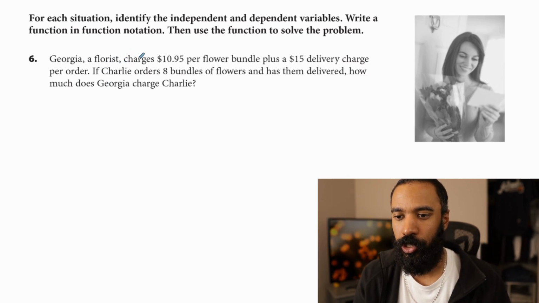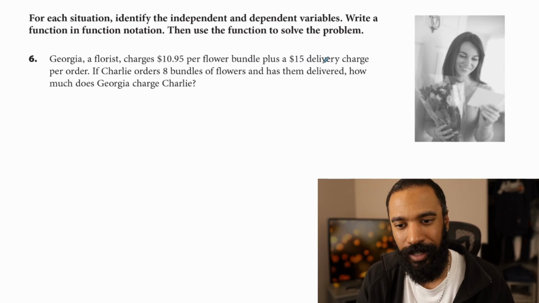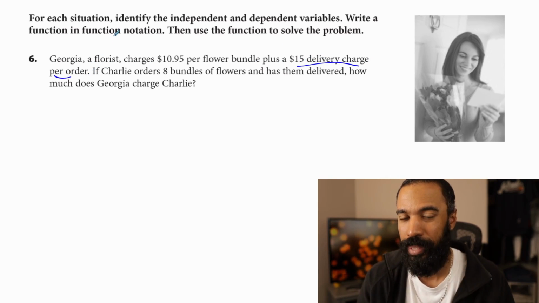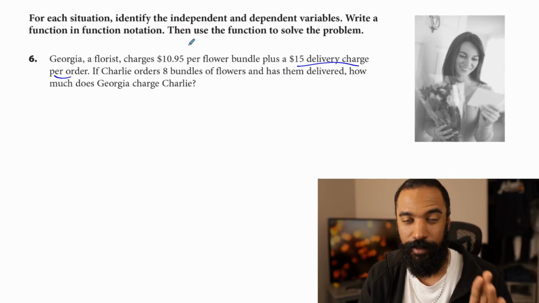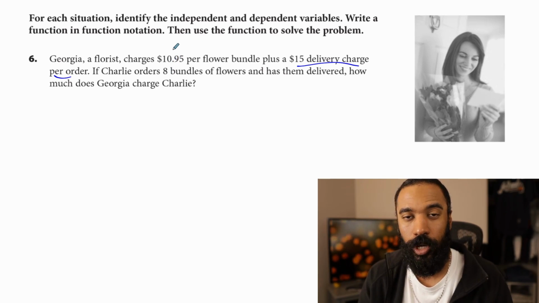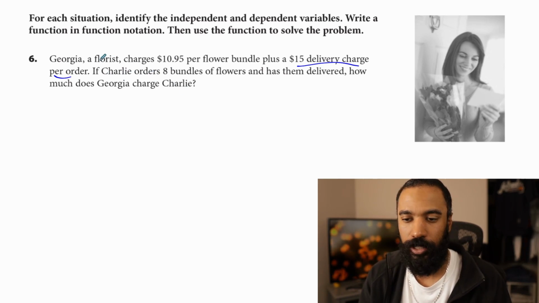Moving on. Number 6, Georgia of Flores charges $10.95 per flower bundle plus a $15 delivery charge per order. So every single order is going to have $15 with it on top of the $10.95 per flower bundle. Great. Okay, so remember there's an additional cost to that rate thing. Let's do the stuff here.